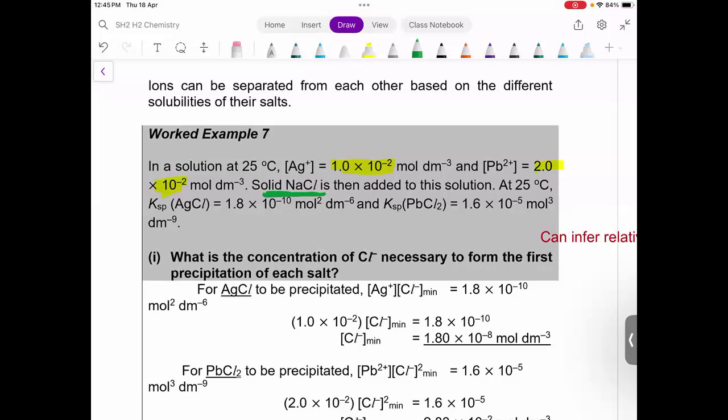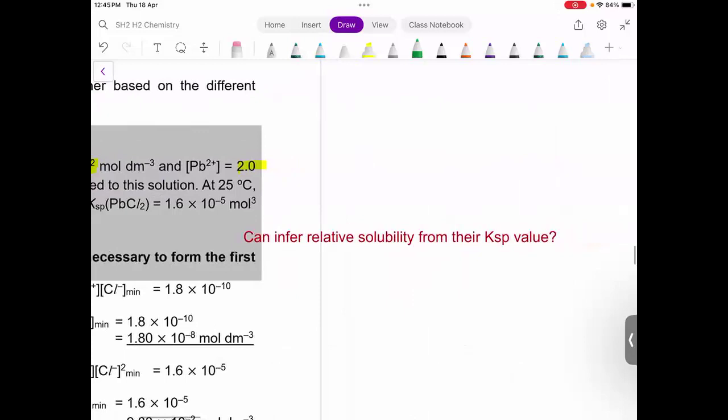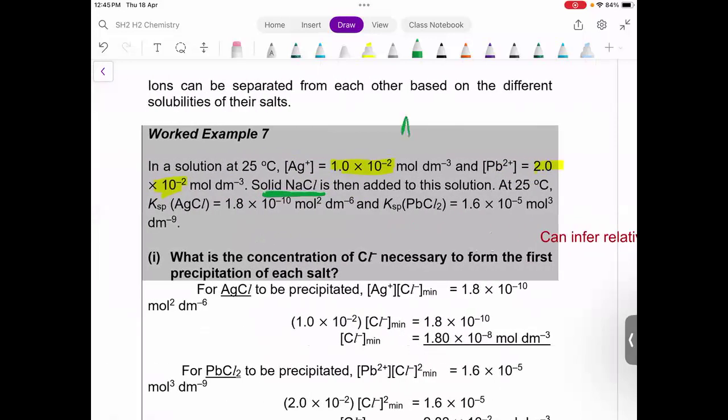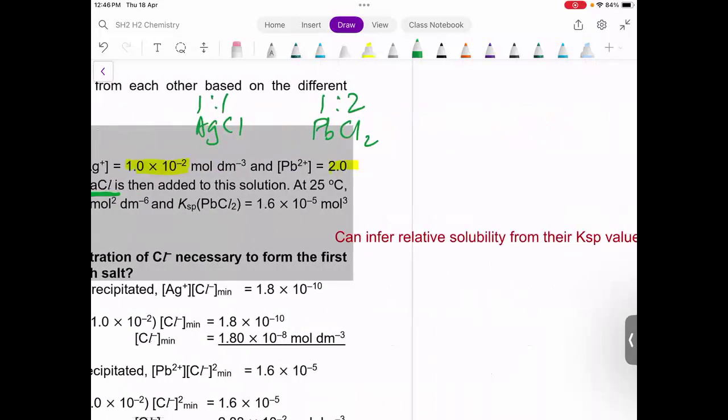So my first question is, can I infer relative solubility of silver chloride and lead chloride from their Ksp value? Can I just infer from Ksp value? No, why not? Yes, so in this case, the ratio is not the same. For silver chloride, the ratio is 1:1, while that of lead chloride, the ratio is 1:2. So whenever the ratio of cation to anion is not the same, then I cannot infer solubility from Ksp value.